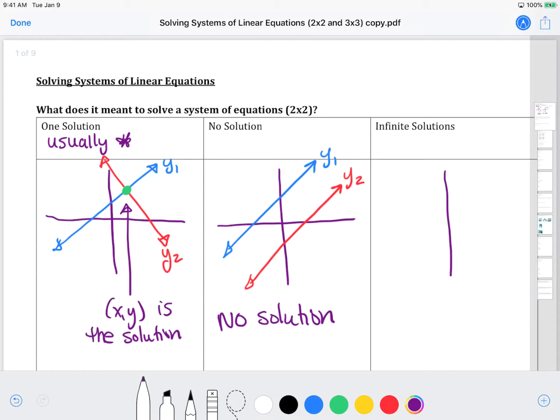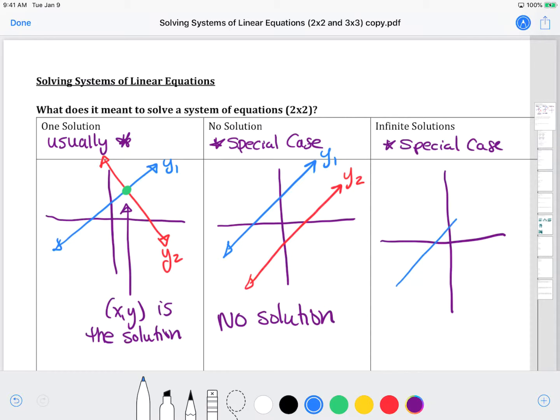Then the last special case that we have, so this is a special case, and then this is a special case. If I have a line, y1, and then my second line has the same slope and the same y-intercept, it's going to be the same line. They're going to lie right on top of each other. So y1 and y2 will be the same line. When the two lines lie right on top of each other, what's going to happen is they intersect everywhere. So every x, y point that works on one line is going to work on the other line.